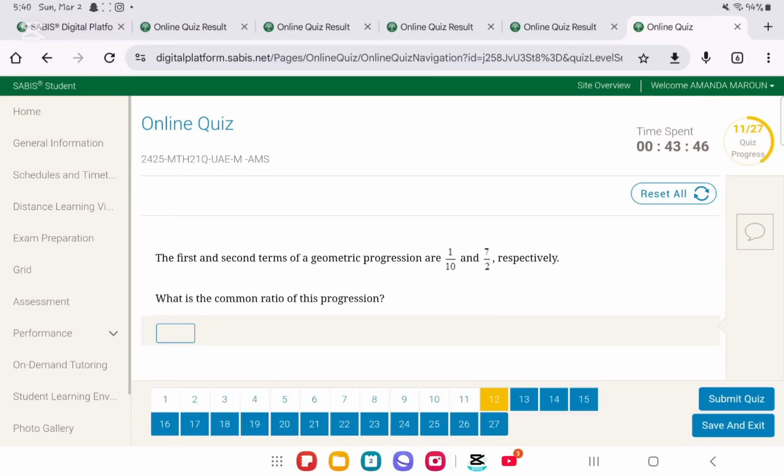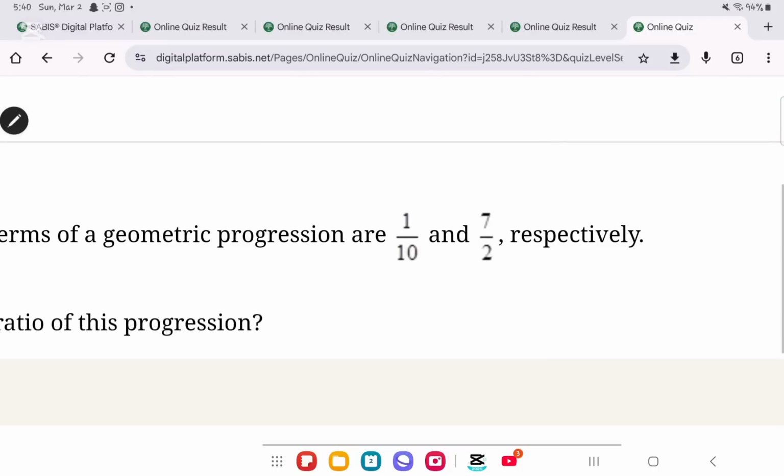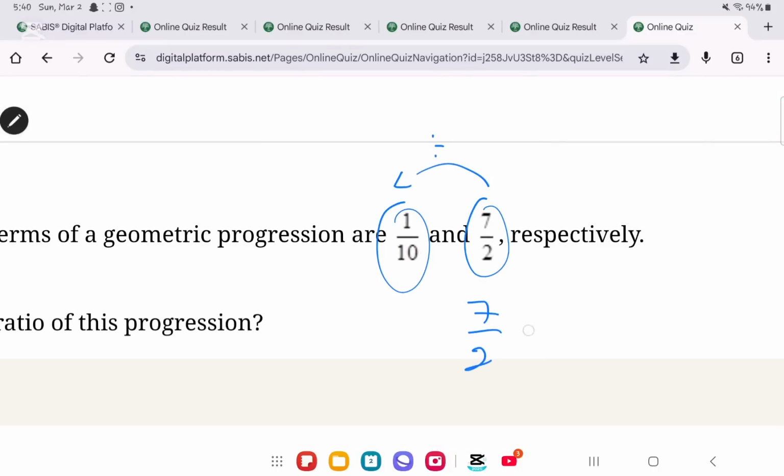We move on to question number 12. They need the common ratio of this progression given that the first and second terms are 1 over 10 and 7 over 2. Very simply, to find it, we are going to divide. So it becomes 7 over 2 divided by 1 over 10. You can put it on your calculator.